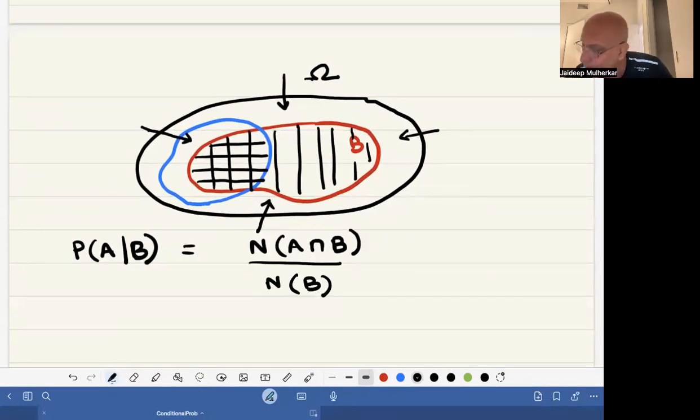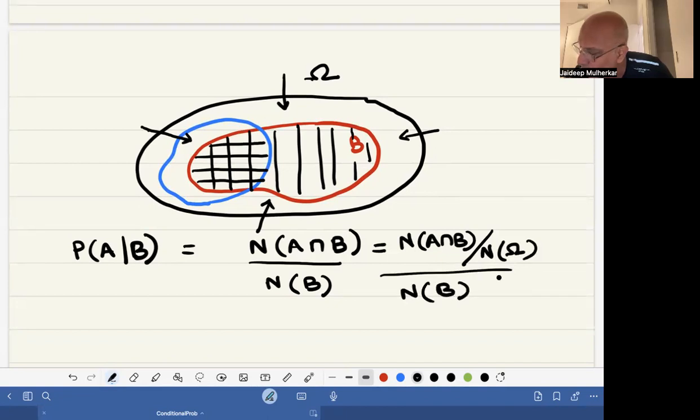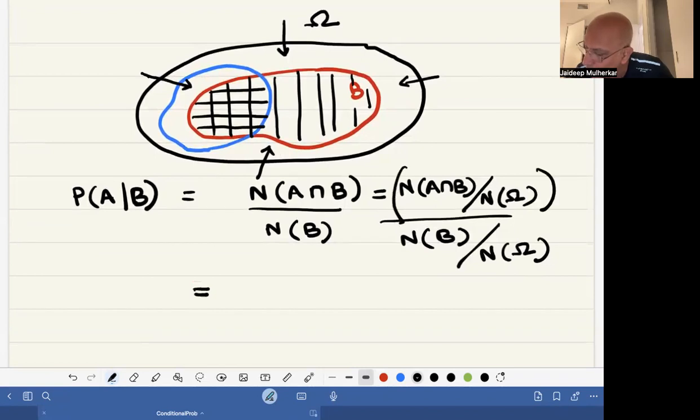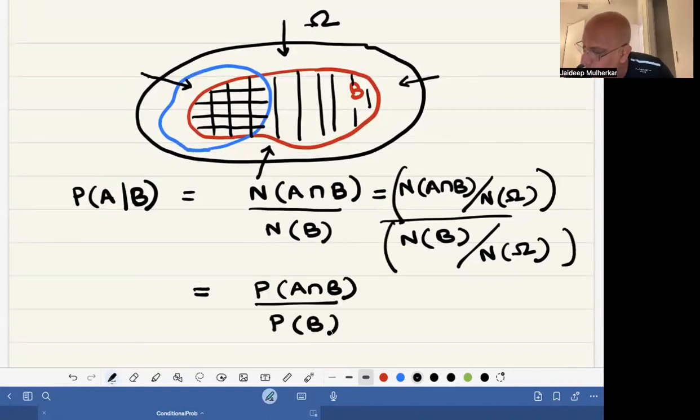Now, if I multiply and divide both numerator and denominator by the number of elements in the sample space, I get, so this is my total number of elements in the sample space, n of omega. So I'm dividing the numerator and denominator by the total number of elements. And then you see that this is equal to the numerator over here. This part is probability of A intersection B. And the denominator over here is just probability of B. Right? So this will be our definition of probability of A given B. Okay, so this is the way to compute the probability of A given the event B has occurred. Okay, its definition is probability of A intersection B divided by probability of B.